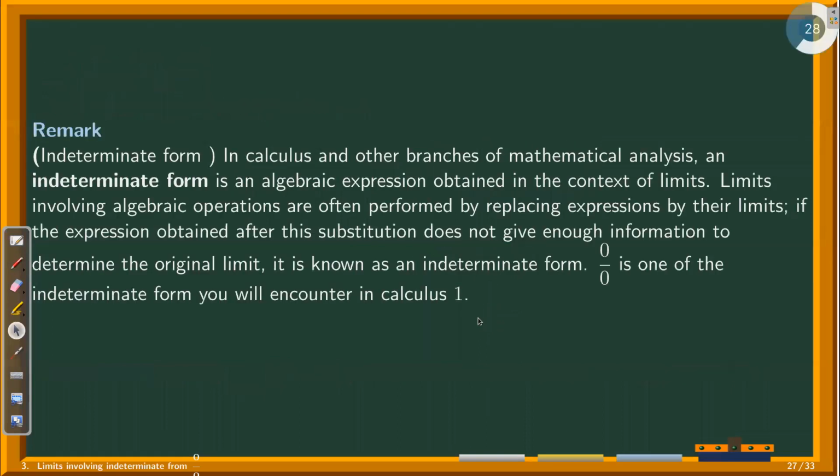This 0 over 0 is called the indeterminate form. But we can find a limit for that in some cases.